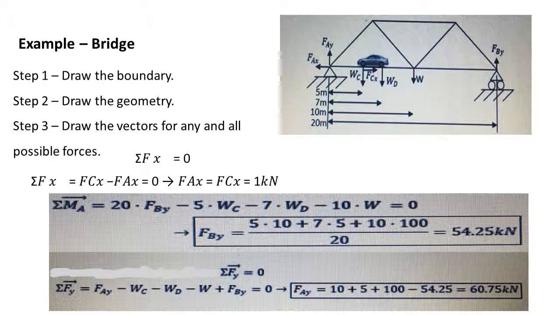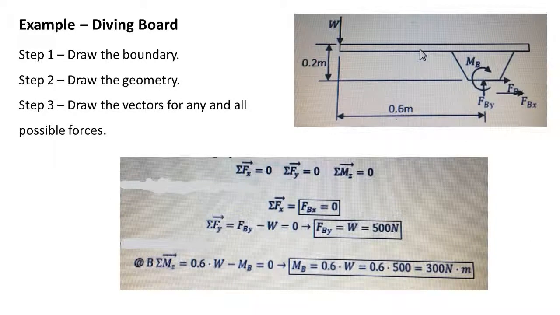Now, as you can see, the answer makes sense, because you would expect the force on the left to be larger than the force on the right. Now let's go back to the diving board. Keeping the same assumptions for this problem, let's say the weight is 500 Newton. So step 1 would be to draw the free body diagram, as you can see in the picture.